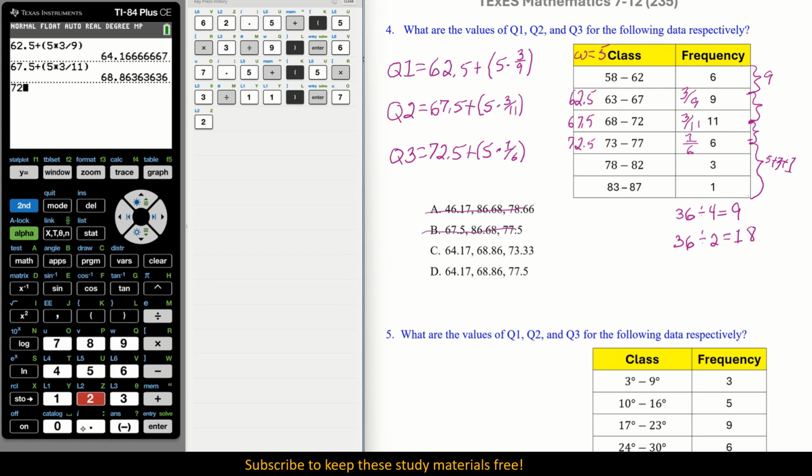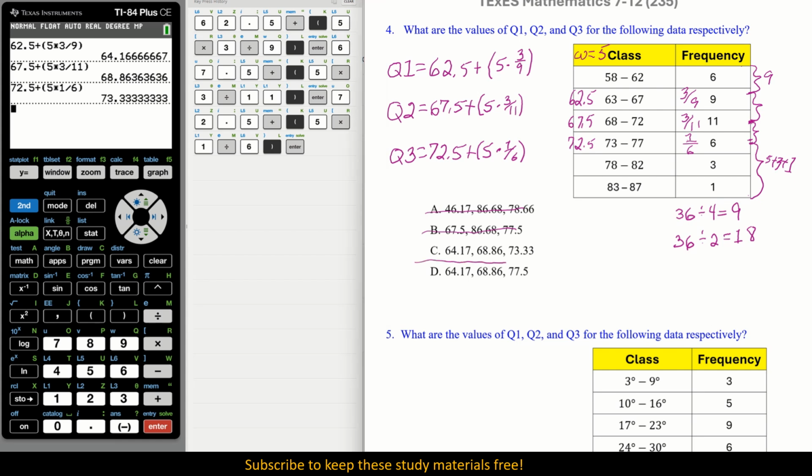Okay, so 72.5 plus, need your parentheses, 5 times, and we have 1 over 6. Close parentheses, enter. 73.33. That gives us option C.